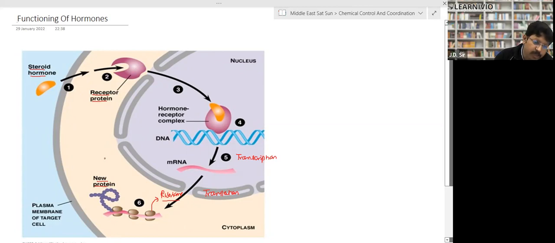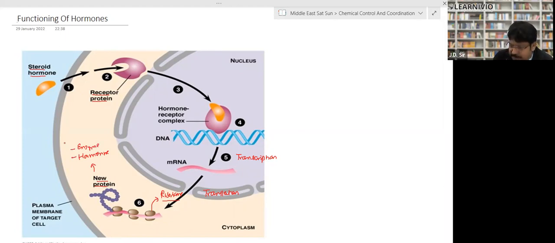Now these proteins get synthesized. They may be structural protein or a particular type of enzyme, hormone, anything. It may be anything, right? So that's how this mechanism of action takes place, and that's how these hormones affect the cell. Is it clear or not? That's how they cause the action. Please note it down. Take a screenshot of this good diagram.